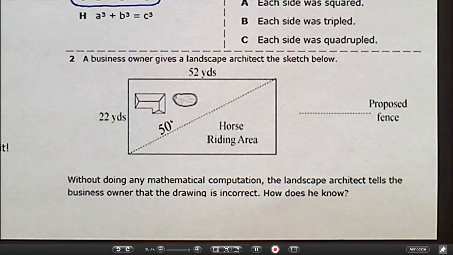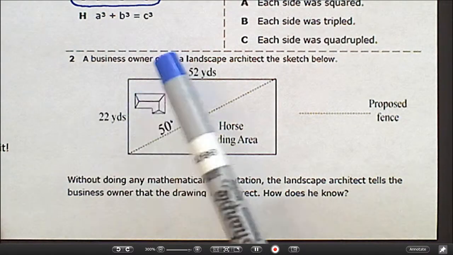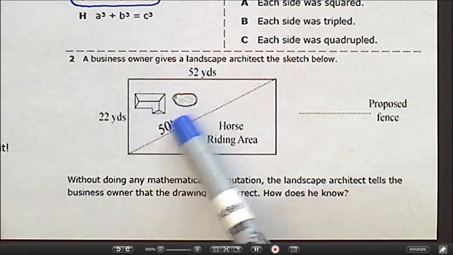Number 2, a business owner gives a landscape architect the sketch below. A landscape architect is just somebody who designs buildings and things on the land. They're going to do the landscaping outside. Without doing any mathematical computation, the landscape architect tells the business owner that the drawing is incorrect. How does he know? So we're not doing any math here, we're just talking about how we know that this is incorrect. So let's look at what they're wanting to do. It looks like this is an outdoor horse riding area, and the horse riding area itself is right here. Looks like maybe this will be a stable or something in a water trough.